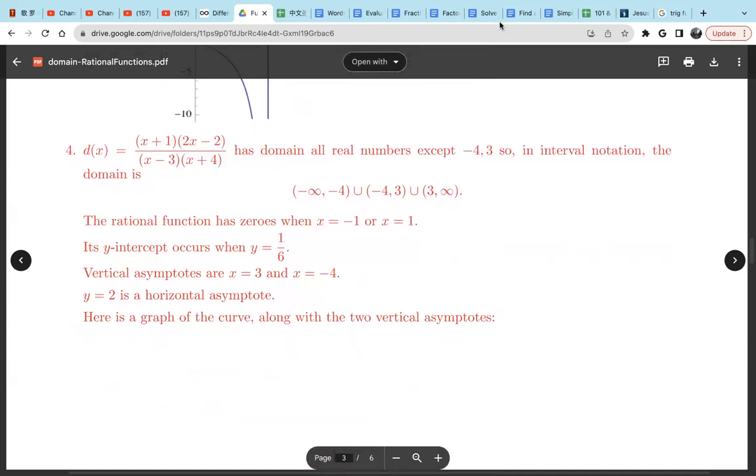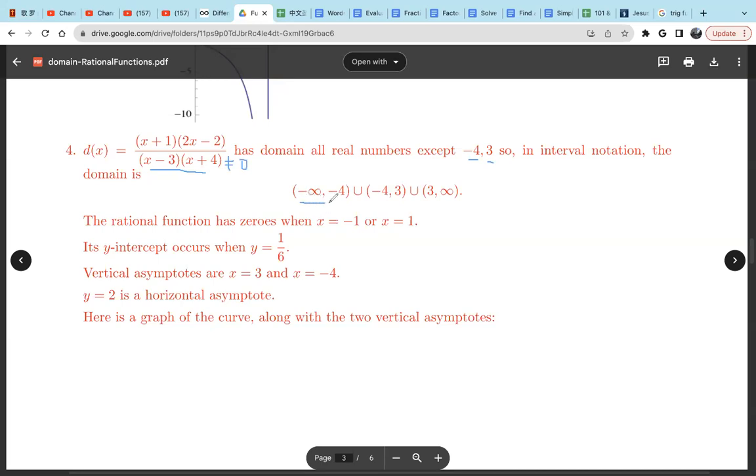Number 4, the denominator will have 2 factors. So we set this one not equal to 0 to solve, right? Then x minus 3 is not 0. So that means 3 is not in the domain. X minus 4 not equal to 0. That means x not equal to 4. That means -4 is also not in the domain.